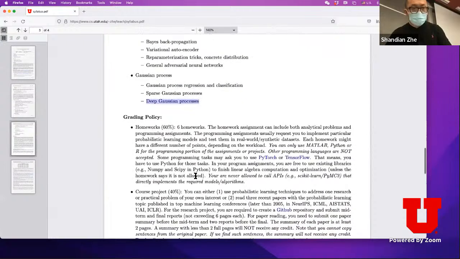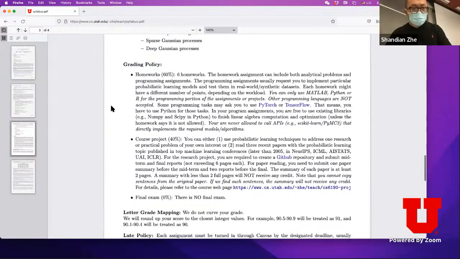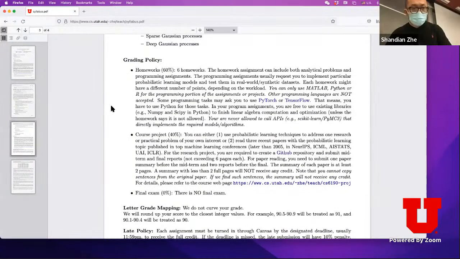Okay, I think this might be the most important part, right? What is the grading policy? The good thing is that we won't have any final exam, any quizzes or midterm exams. We really don't think this is a good way to check knowledge. So the final grade is only determined by two parts. One is homework assignments, the other is the course project.